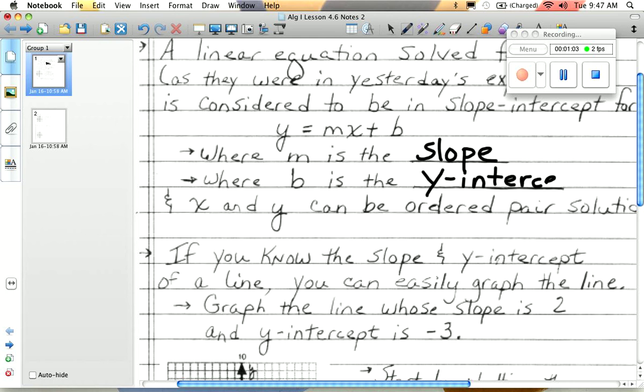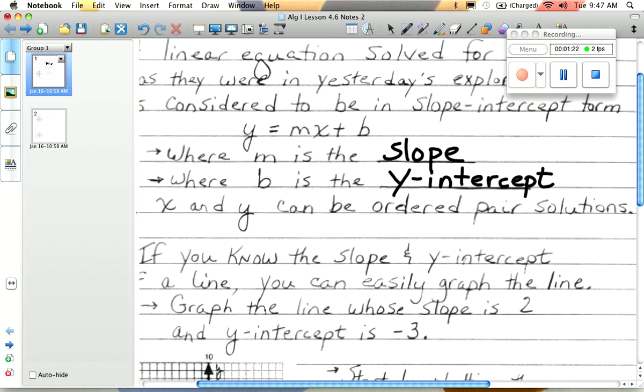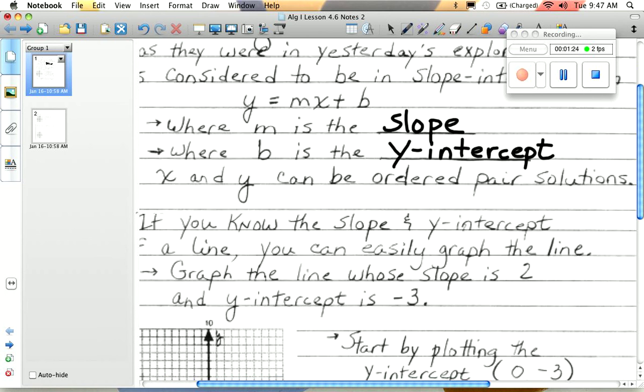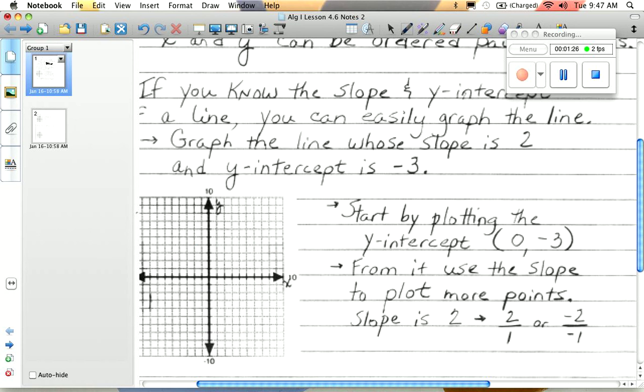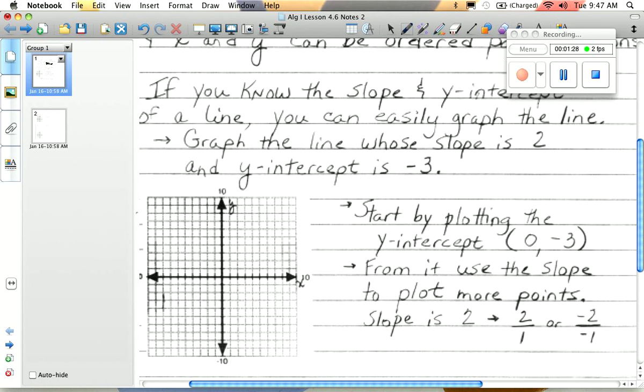Well, after we put that slope in for m and we put that y-intercept in for b, we still have an x and a y there. So the x and the y that are in that equation can represent any ordered pair that would be on that line, any solution to that equation. And a solution is basically any ordered pair that makes that equation true. So if you know the slope and the y-intercept of a line, you can easily graph it. In fact, it's the best form to have it in if you're going to graph it.